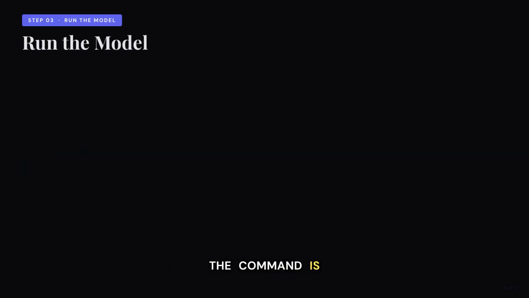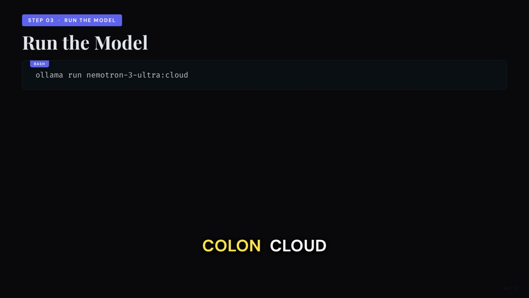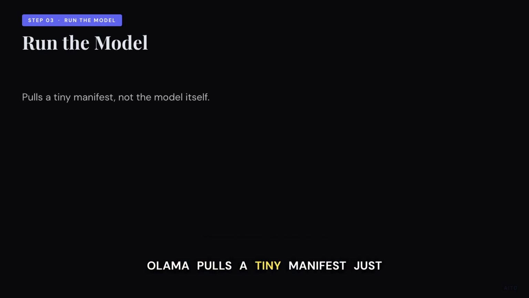The command is ollama run nemotron-3-ultra:cloud, shown exactly on screen. Ollama pulls a tiny manifest, just a few kilobytes, since the actual model lives on NVIDIA's servers, not yours. The very first response after signing in can take 10 to 30 seconds while Ollama sets up the cloud session.